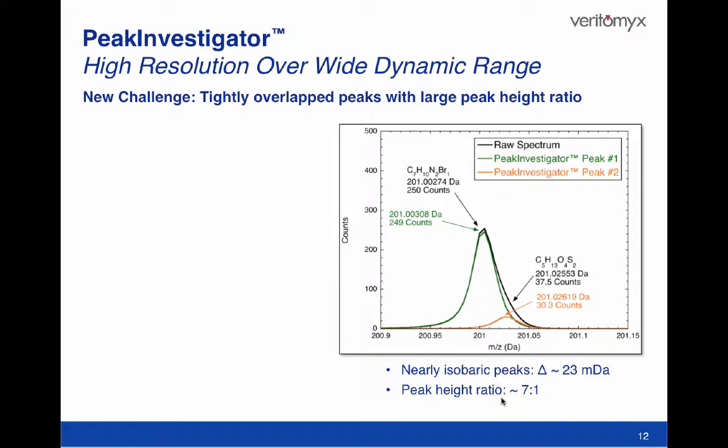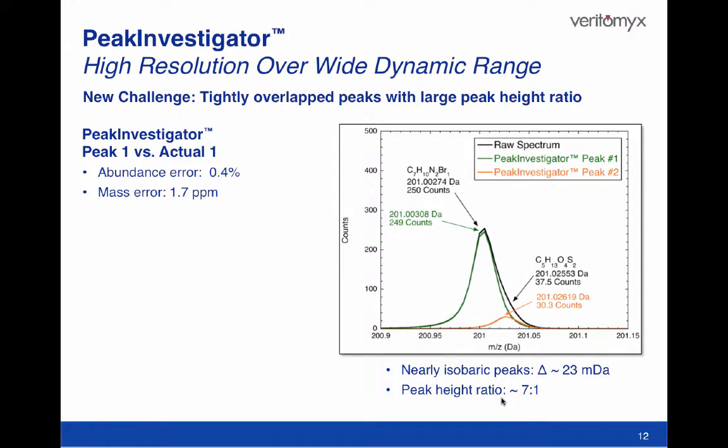Let's make the challenge even tougher. We will look at an example with similarly tight peak spacing, just under 23 millidaltons, and we will add the complication of deconvolving peaks of different abundances with a dynamic range challenge of a 7-to-1 ratio between the actual abundances of the two known components.